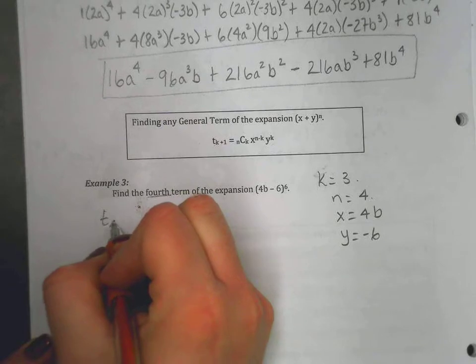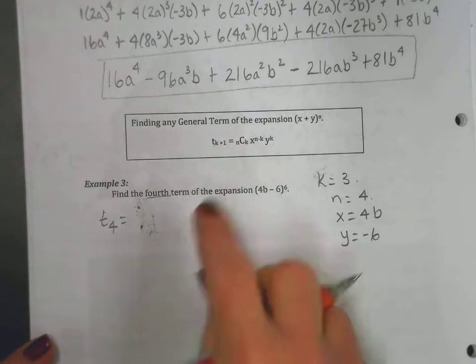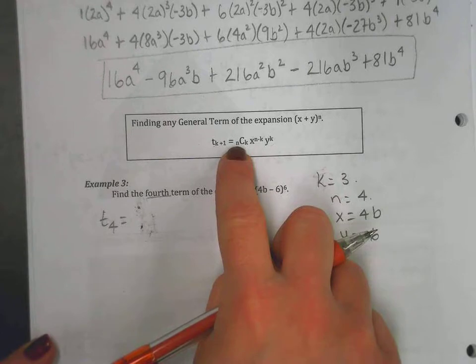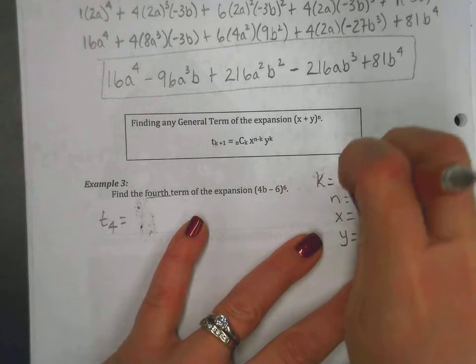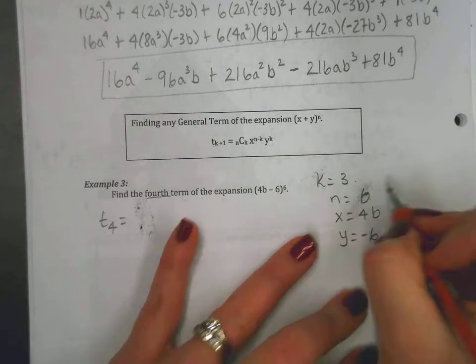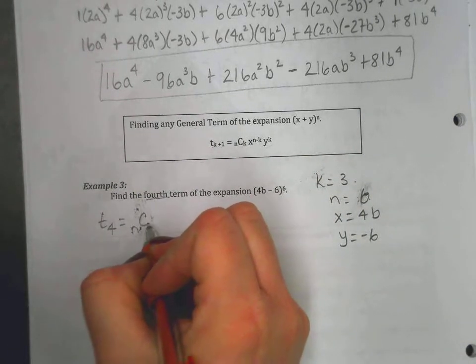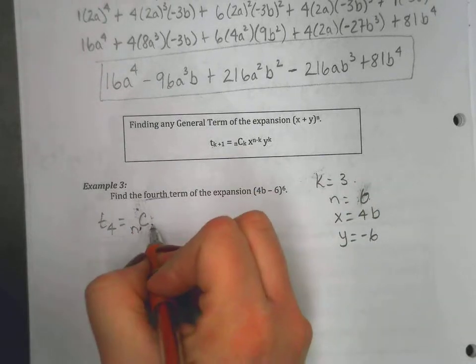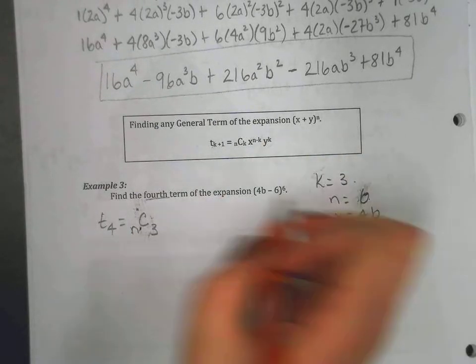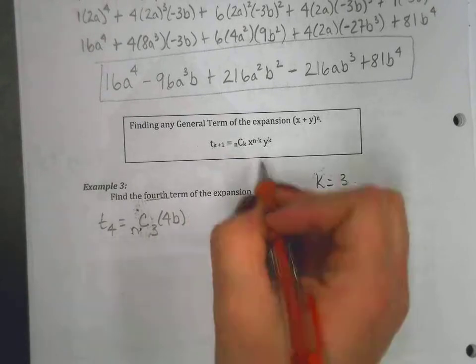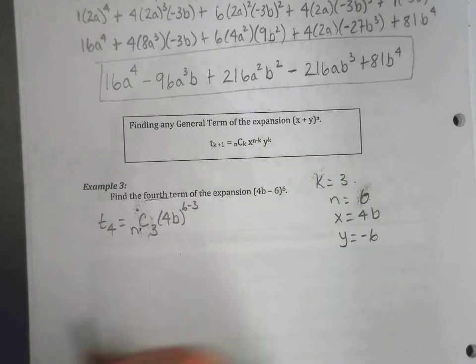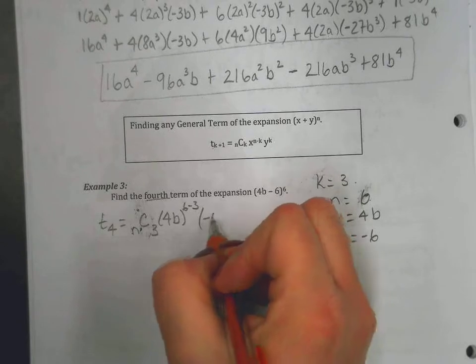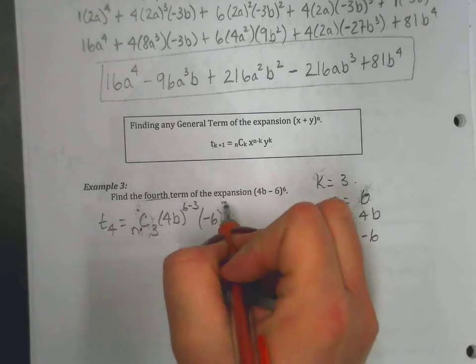So if I wanted to find my fourth term in this expansion, I can just refer to this formula. And this formula is on your formula sheets. So the fourth term, I would take n combination k. My n value is 6. Sorry, I should have written this as a 6. My n value is 6. Combination k, in this case, would be a 3. My x value is 4b, so I'm going to go 4b to the power of n minus k, so 6 minus 3, and then times y to the power of k. My y value is a negative 6. My k value is 3.